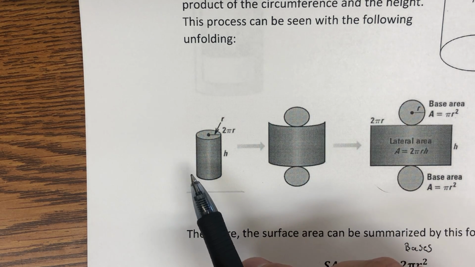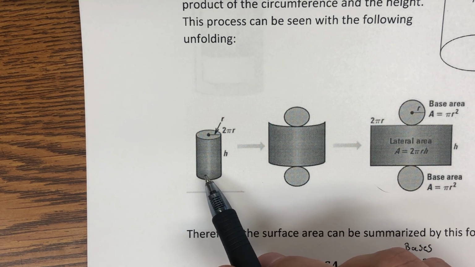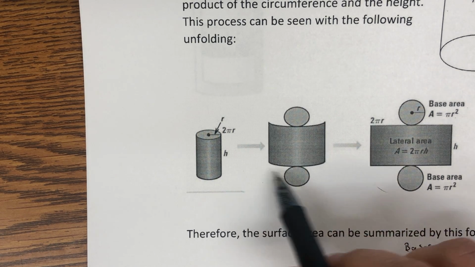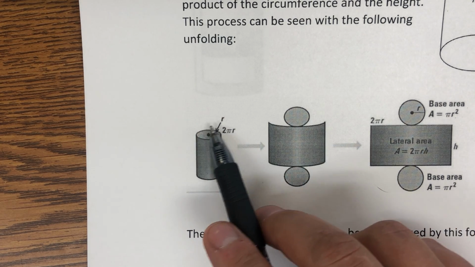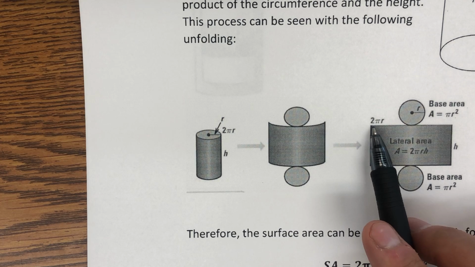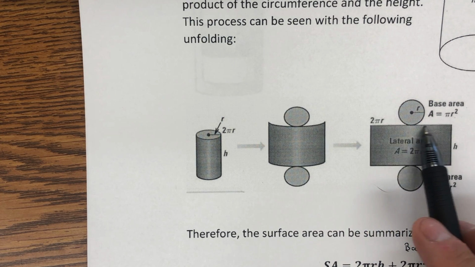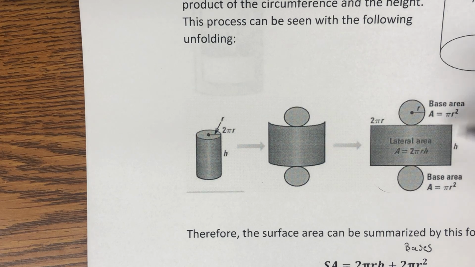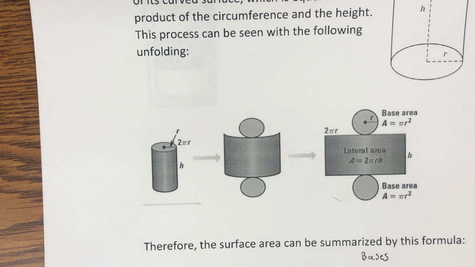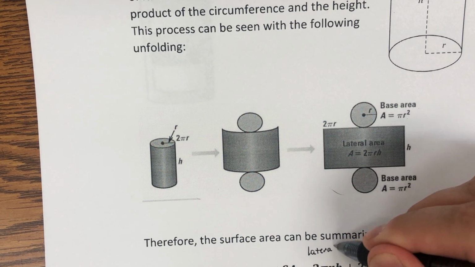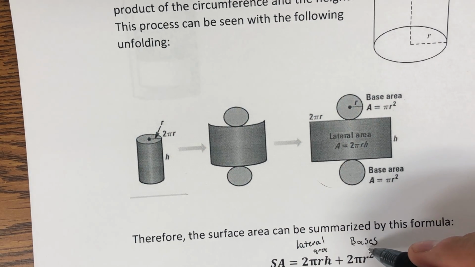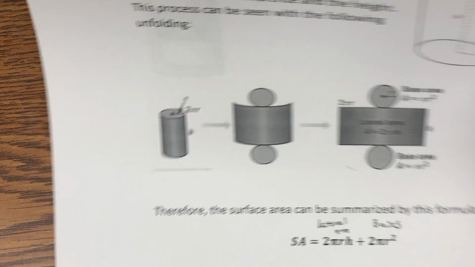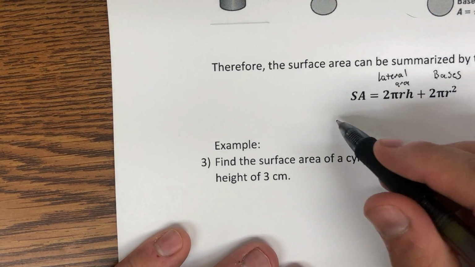Now the key here, if I were to unwrap this cylinder, the lateral area makes a rectangle. And the dimensions of this rectangle are based off the circumference of the circle. So 2 pi r, the circumference of the circle, is the length, and the height is just whatever the height of the cylinder is, top to bottom. So this is the lateral area, 2 pi r times the height, that's the rectangle. The bases are the two circles. So, find the surface area of a cylinder. Pretty straightforward. Just need to plug it into the formula.